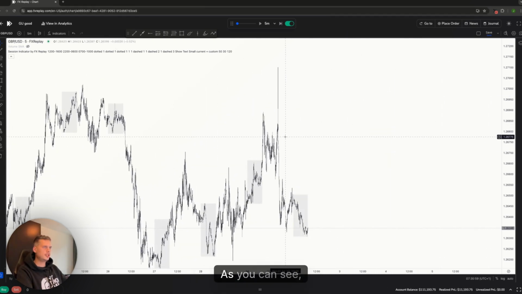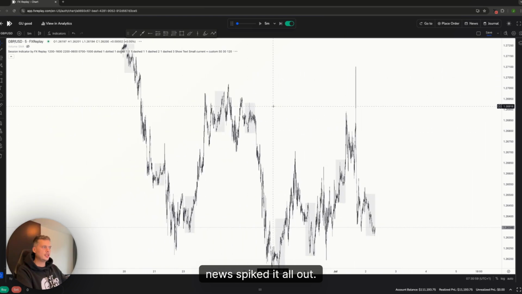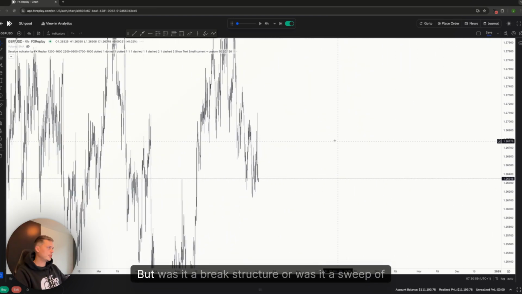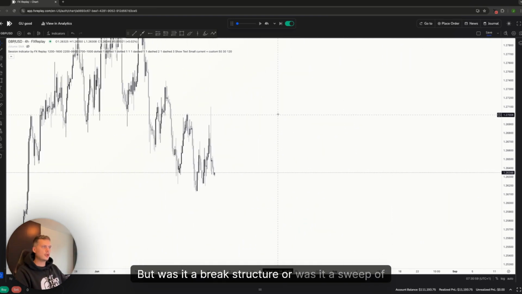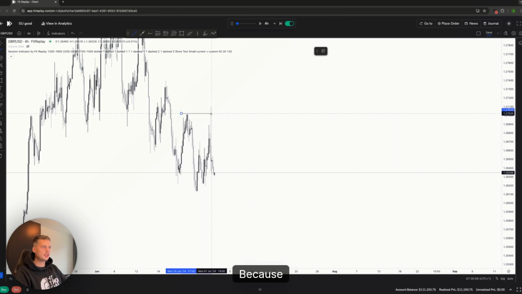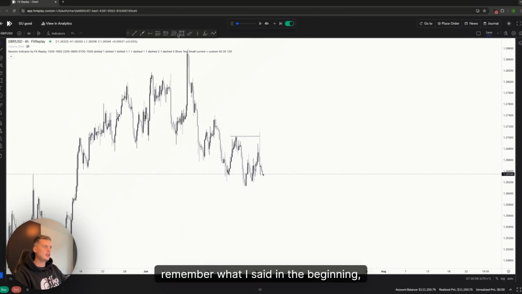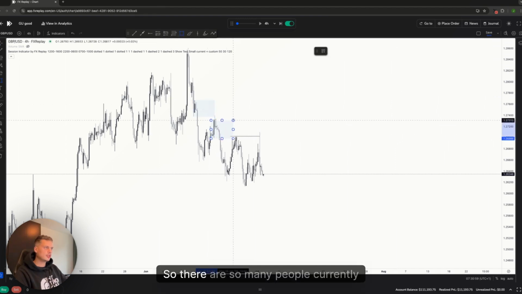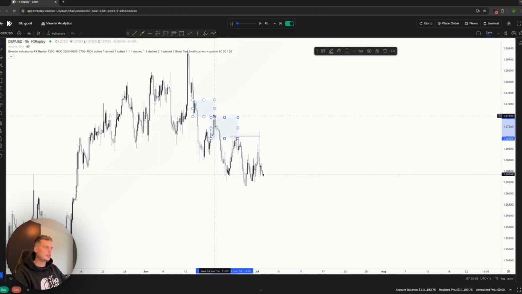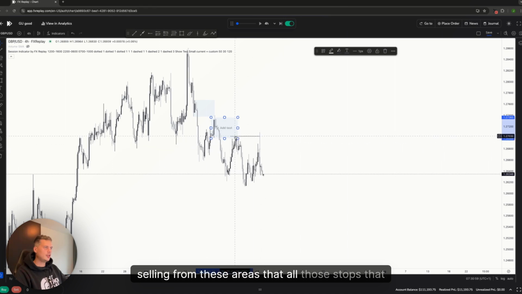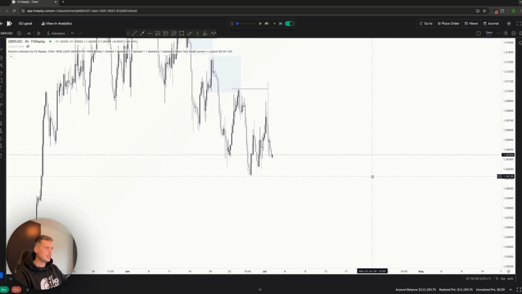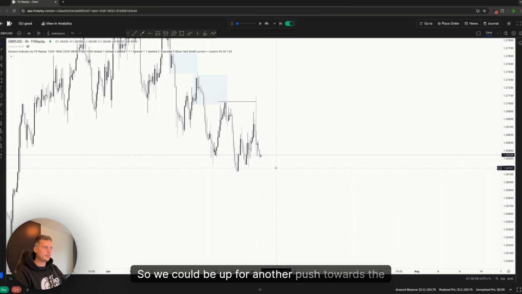Next London session. As you can see, news spiked it all out. We broke, so to say, 4-hour market structure. But was it a break of structure or was it a sweep of liquidity? Because remember what I said in the beginning, we have bearish order flow all the way towards the downside. So there are so many people currently selling from these areas that all those stops resting above here have to be taken out at some point, which it did. Pretty clean. So we could be up for another push towards the downside.